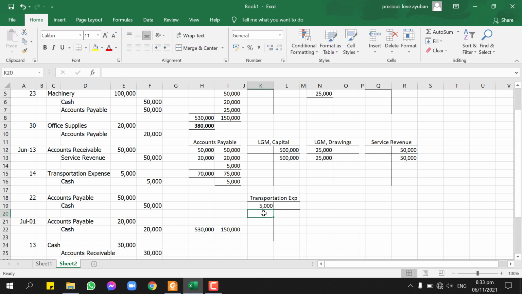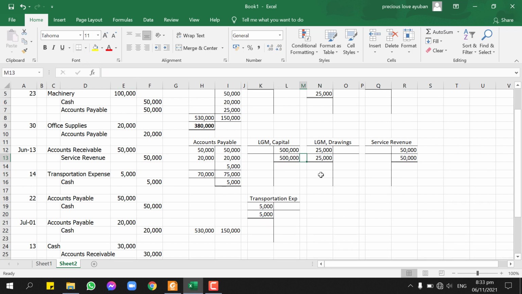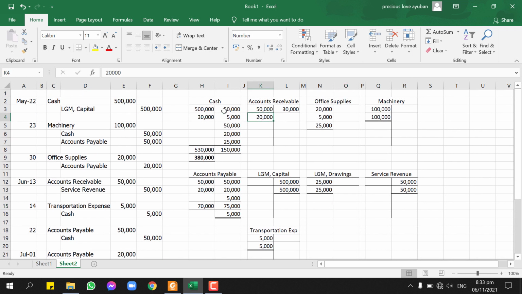And for our transportation, 5,000 on the debit side. So again, huwag kalimutan yung ating double rule. Okay? So double rule natin to lahat. Yan. So yan na yung final amounts natin. So ito na yung ating ginawang posting. So that's it.